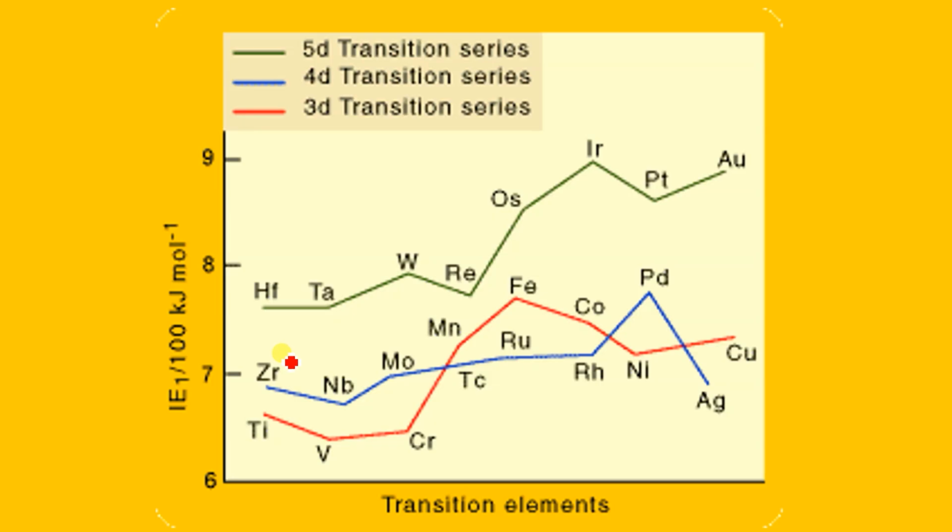Okay, so there is a graph. If we plot a graph between ionization enthalpy 1 and the transition elements for 3d, 4d and 5d, there will be irregularities. There is no particular trend. From titanium to vanadium it went down, then vanadium to chromium equal, then chromium to manganese highly increased suddenly, then manganese to iron increased, iron to cobalt decreased, and then again decreased, and then goes flat.